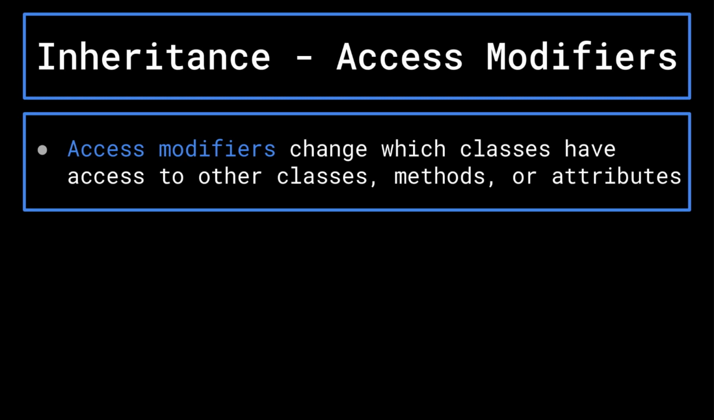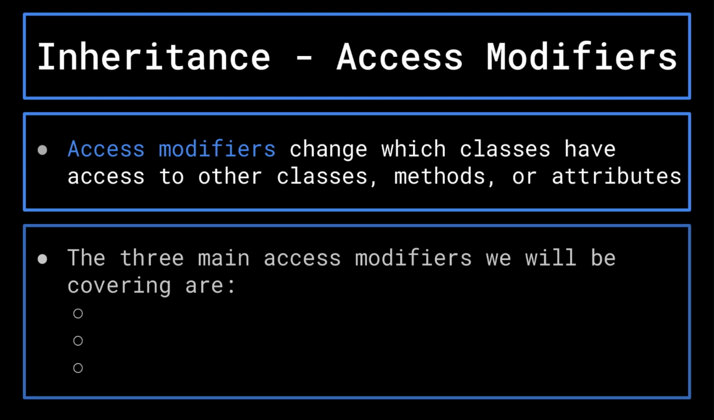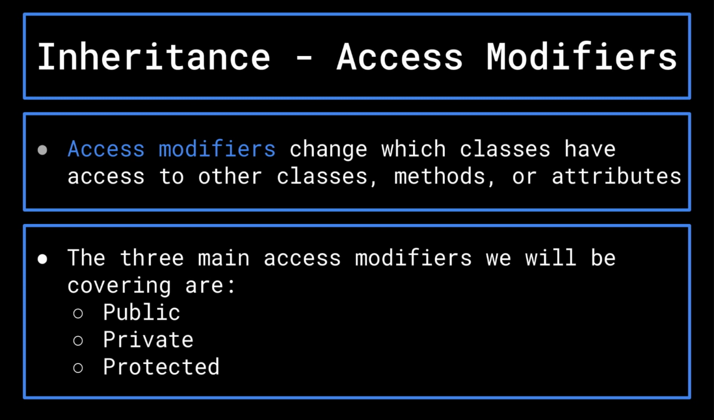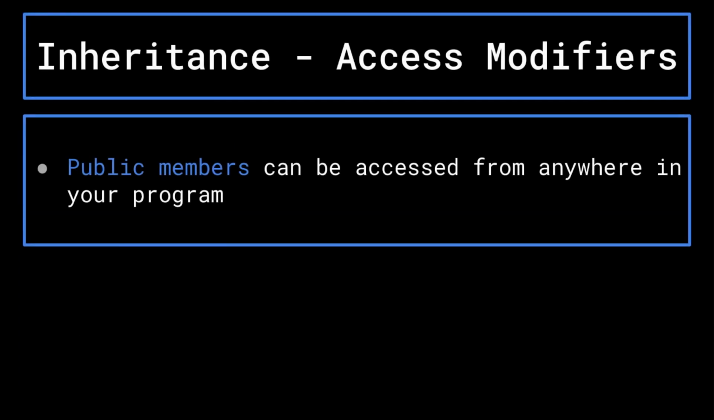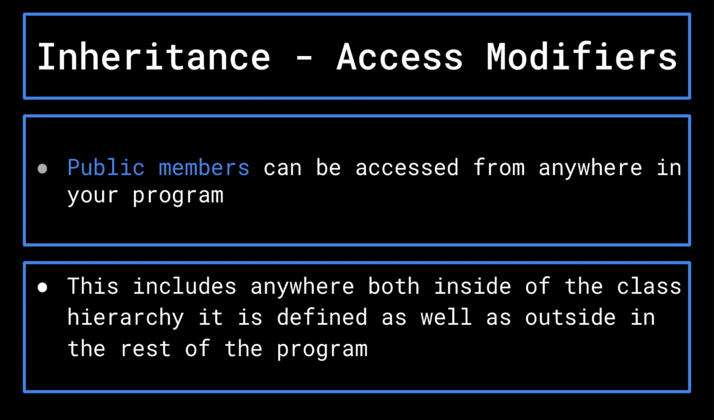The next important topic to cover in terms of inheritance is the access modifiers that change which classes access which attributes, methods, or even classes as a whole. There are three main access modifiers that we will be discussing: public, private, and protected. Let's begin with the public modifier. Public is probably the most simple of the modifiers. A public member or class can be accessed from anywhere. This includes any superclasses, subclasses, or anywhere else in the program. This is very useful when you need to have access from a wide variety of places in your program.